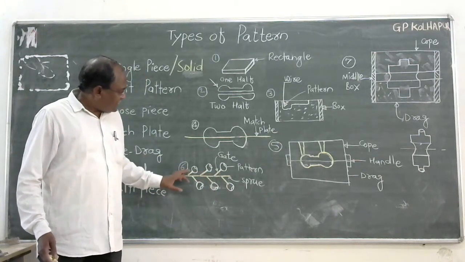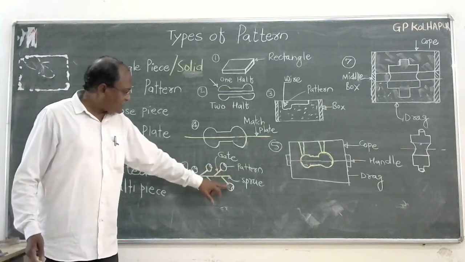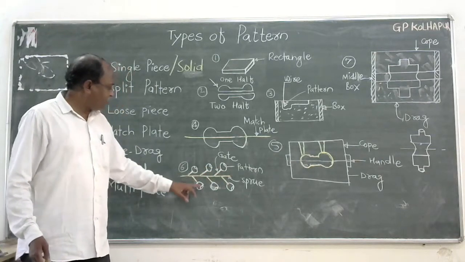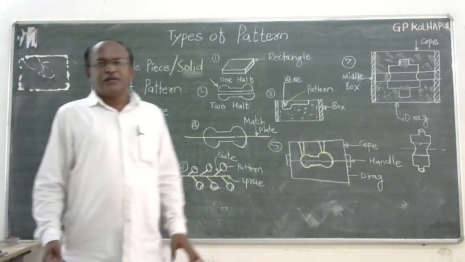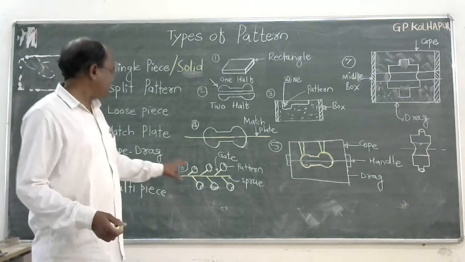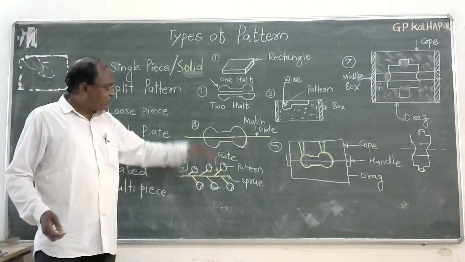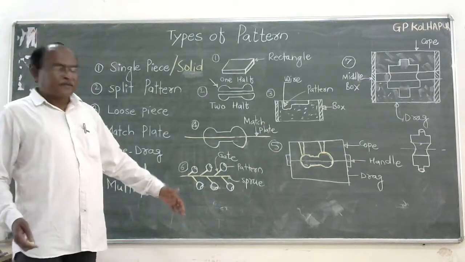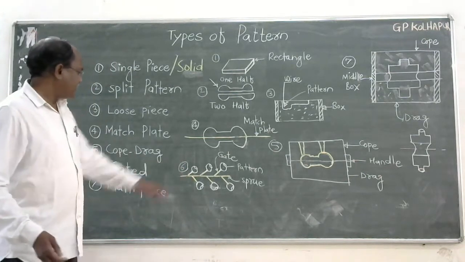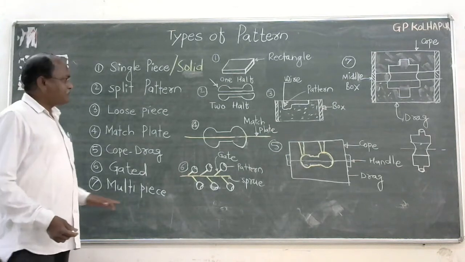How many parts are you going to cast? 1, 2, 3, 4, 5, 6. At a time, you are going to cast 6 parts. So 6 patterns are required, and you develop a cavity in the box, fill it up with molten metal, and manufacture the cast product. Next, the multi-piece pattern.